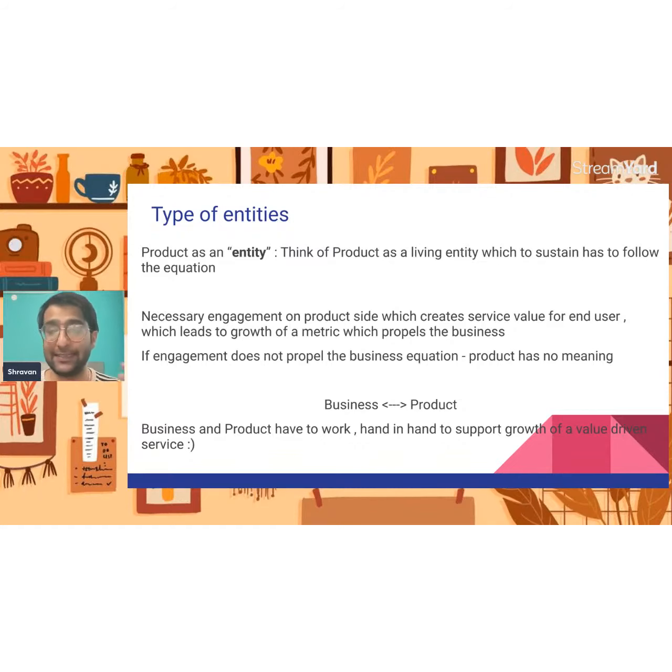So product is an entity which exists by sustainable engagement in the app. What does sustainable engagement mean? The engagement that the product manager wants. So necessary engagement on the product side which creates service value for the end user. What was the value? Buying your ticket. So a person who purchases a ticket is basically the value, which leads to growth of a metric. What is the metric? The metric is basically you buying a plane ticket, or the number of users buying a plane ticket, which eventually aids or propels the business. Did you understand up to here?